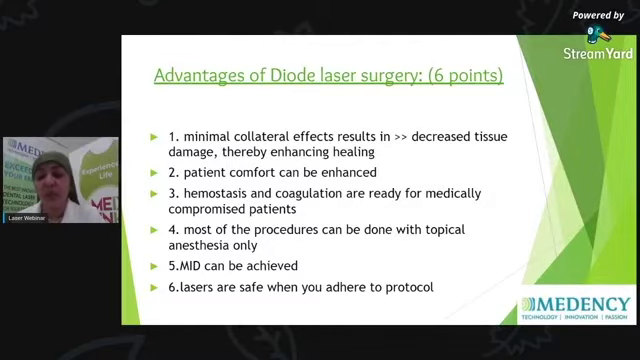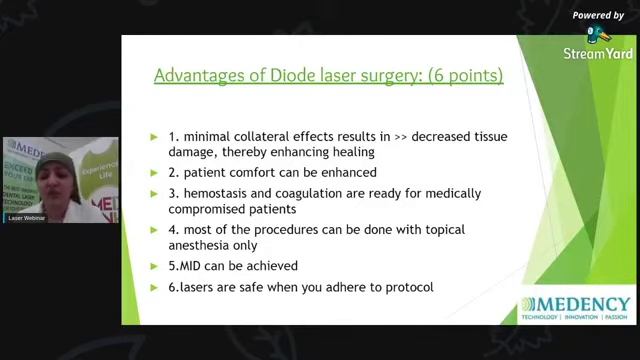Like in number 3, we can do hemostasis and coagulation for the medically compromised patients, as we know that the medically compromised patients are not indicated to face any bleeding surgeries. It's not good for them. So we can take the benefit of hemostasis in using the diode laser device. And we are going to discuss it in the upcoming slides too.